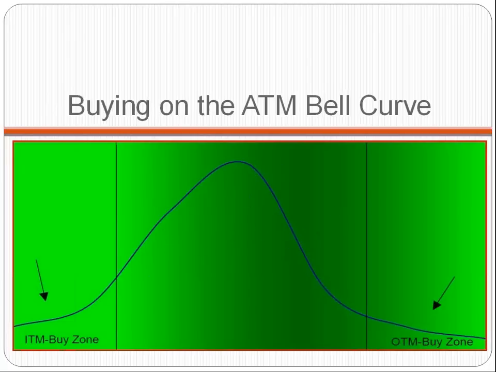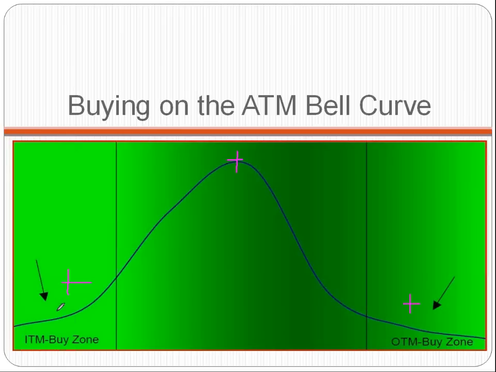This is looking at a call where we're just reflecting the time value of the options. The at-the-money options will always have the highest time value on any chain, regardless of the stock, regardless of the month expiration. If you're comparing the same month, different strikes, the at-the-money is always going to have the highest time value. You lose time value as you go to the higher strikes, out of the money on the calls and in the money.